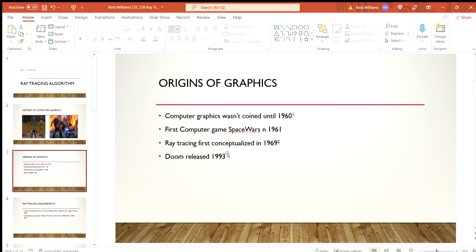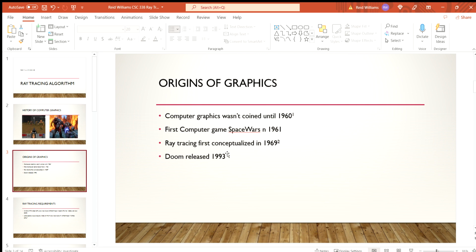So, once again just a little bit of background before we start talking about ray tracing itself, the concept of computer graphics was first coined back in 1960. So that's 60 years ago, so not very long. The first game, Spacewar, what a lot of people argue is the first game, came out in '61, and then the actual concept of ray tracing, which once again we'll go into more detail in a minute, actually dates back to 1969. So a long time ago, we've understood that ray tracing is possible, but it hasn't really been implemented until recently.